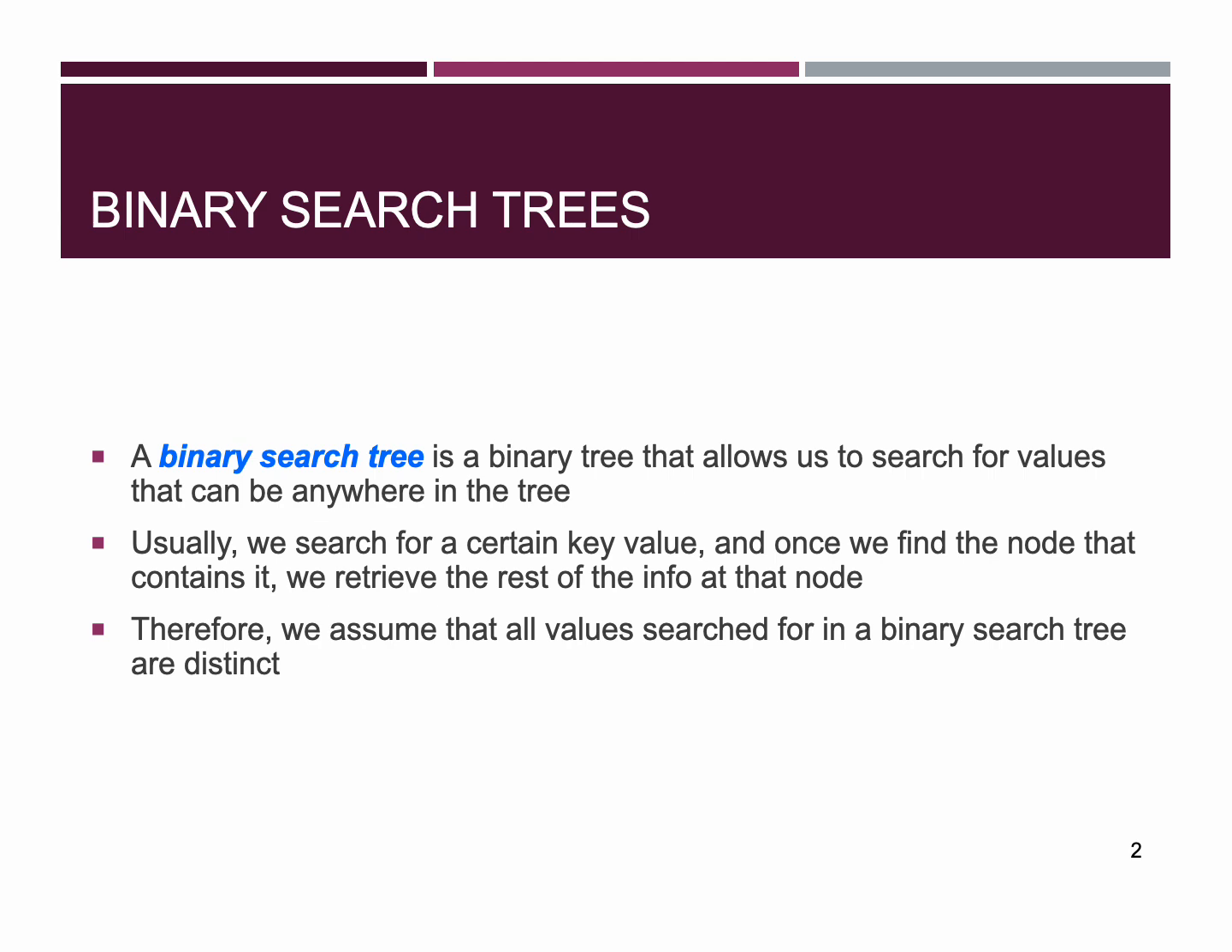When working with binary search trees, we usually search for a particular key value. Once the corresponding node is located, we can retrieve all other information stored at the node. So this efficiency makes binary search trees a preferred choice in many algorithms and real-world applications. One key assumption in binary search trees is that all the values we search for must be distinct. This ensures the structure and functionality remain predictable and optimized for operations.